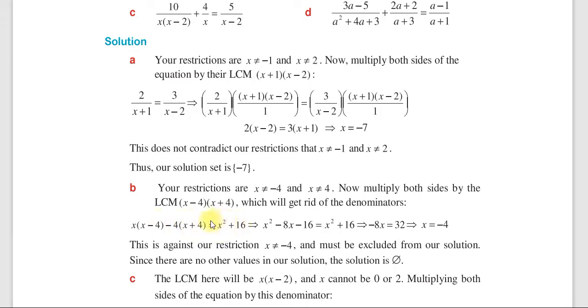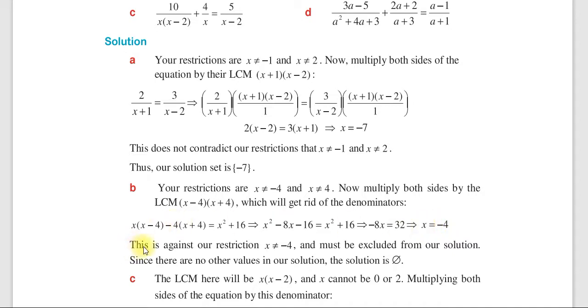So በአንድ ላይ ስንሰበስባቸው x squared minus 8x minus 16 is equal to x squared plus 16. Then like terms እንሰበስባለን. Like term x squared አለ, ማጥፋት እንችላለን x squared በx squared. ሌላው minus 8x which is equal to 32 over minus 8 over minus 8, x which is equal to minus 4. ስለዚህ ሶሉሽን ሴታችን minus 4 ይላል, but minus 4 ግን restrict የተደረገ value ነው.